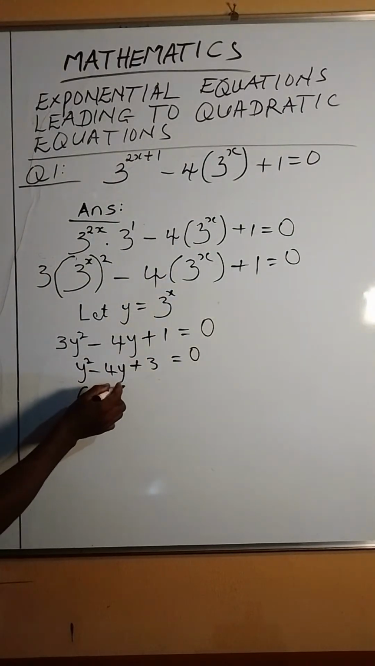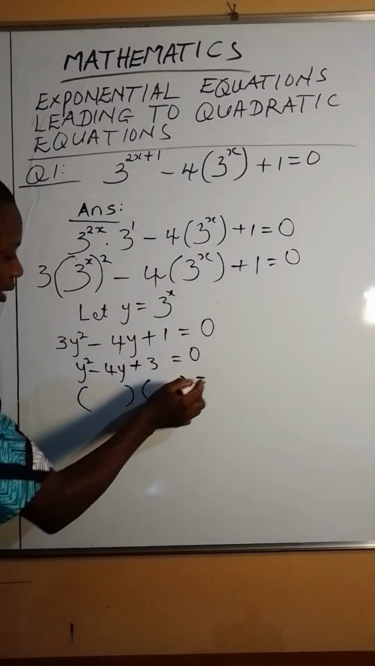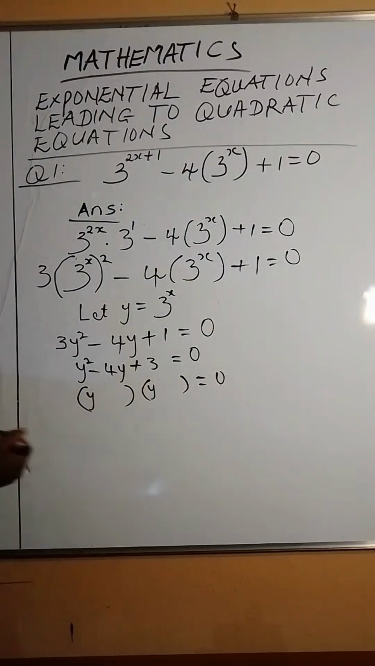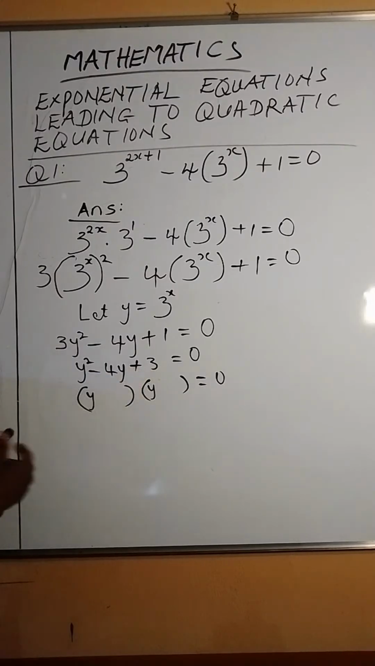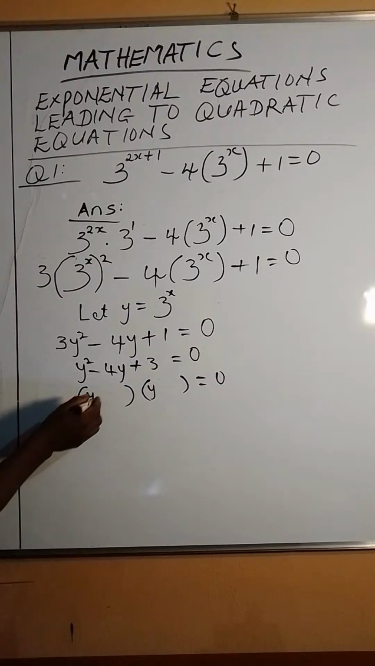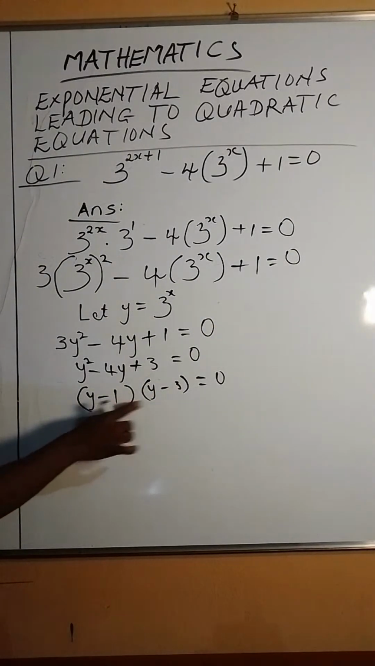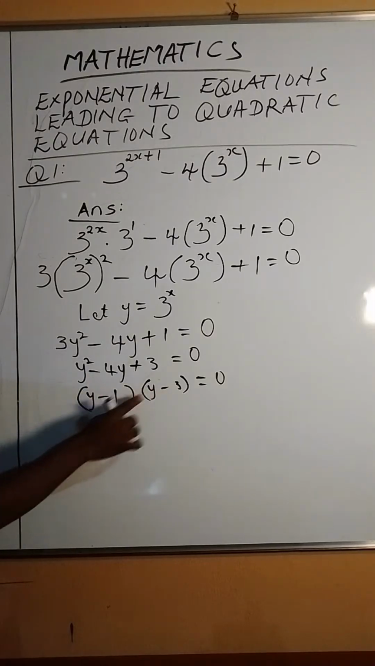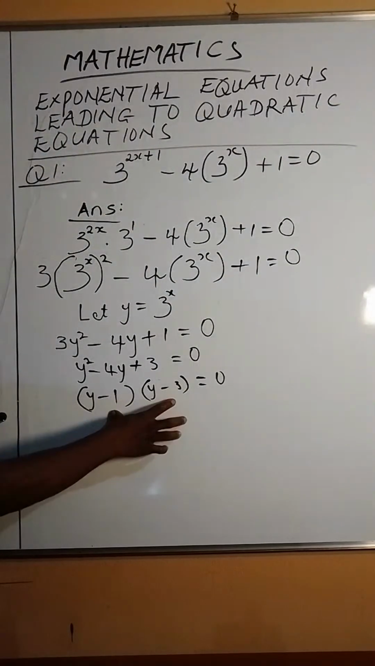First, we open the brackets, right? We open two brackets and equate to 0. So here is y and here is y, right? So two numbers that will give us minus 4 when added, then plus 3 when multiplied will be minus 1 and minus 3. Okay, minus 1 minus 3 is minus 4. Minus 1 times minus 3 will give us plus 3, right? So this is what we got here.